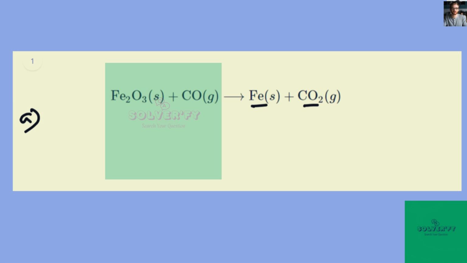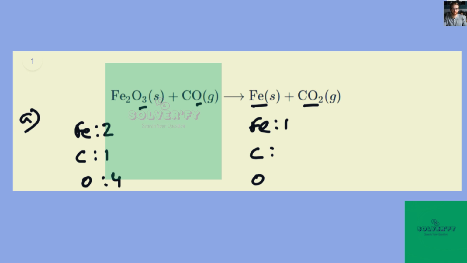For balancing, we'll first write down each species which is present on both sides of the reaction equation. So on the reactant side, we have Fe, C and O, and we also have Fe, C and O on the product side. Now we have two Fe on the reactant side, one carbon, and 3 plus 1, total 4 oxygen. On the product side, we have one iron, one carbon, and 2 oxygen.